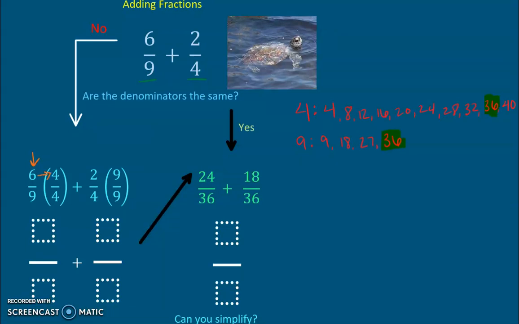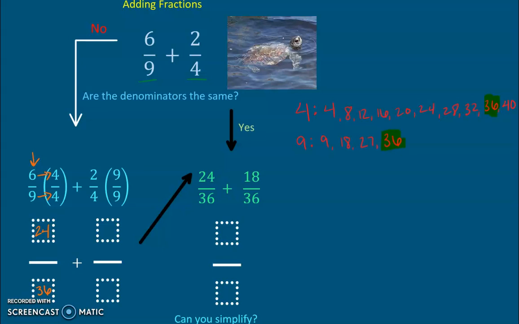I'm going to say 6 times 4, which is 24, and then 9 times 4, which is 36. So if I take 6/9 and multiply it by 4 over 4, I get 24 over 36.